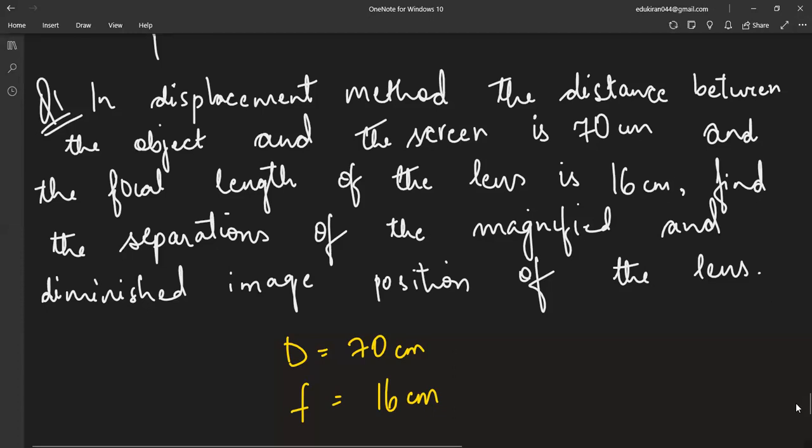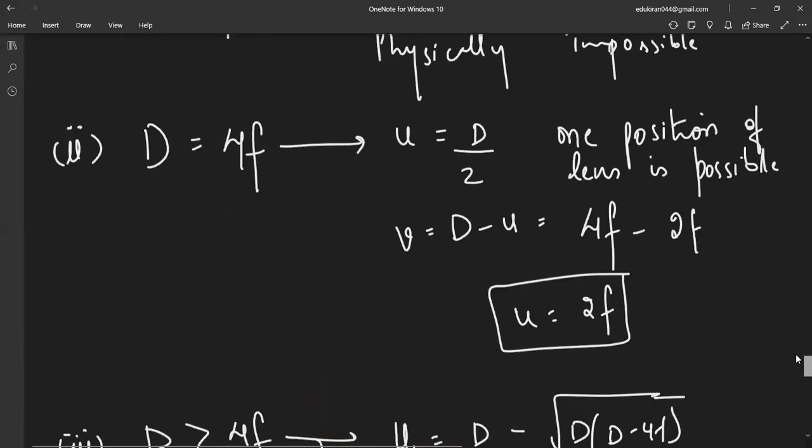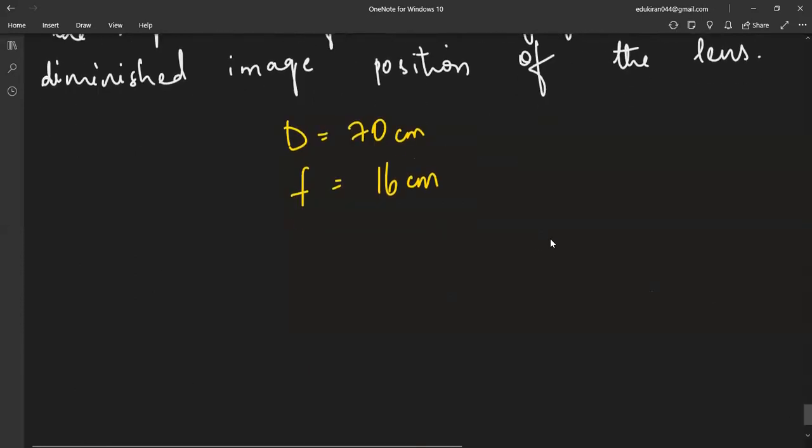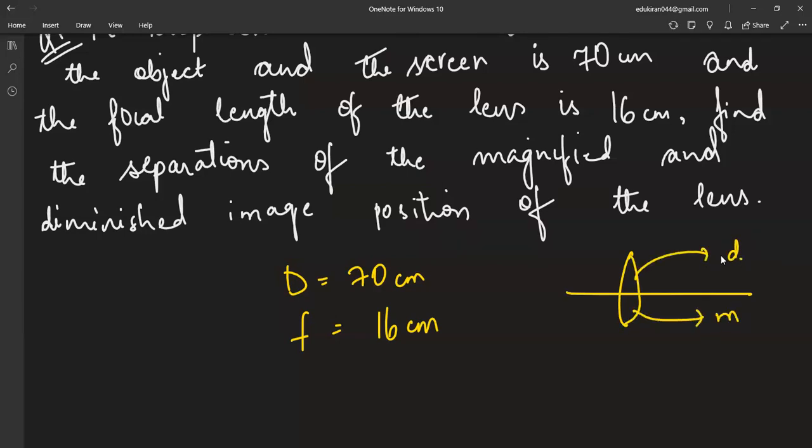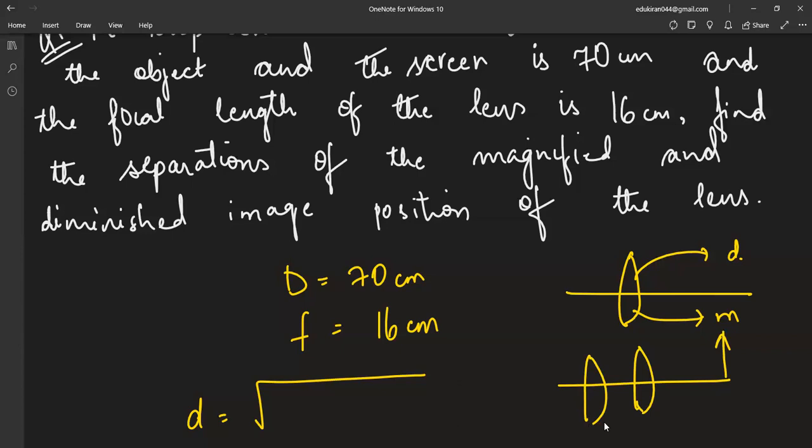Let me tell you the formula for this. This is the separation between the magnified and diminished image positions of the lens, meaning at one position the lens gives you a diminished image, and at another position it gives you a magnified image. The formula for the separation is under root. Just use this formula, otherwise you will have to draw the entire ray diagram. First you find the position giving the enlarged image, then the position giving the diminished image, and then take the difference between them.